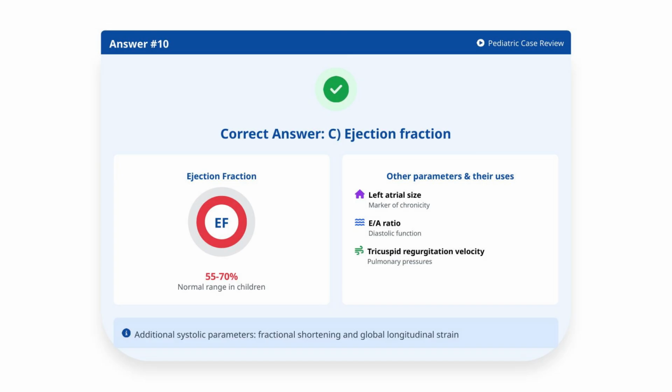Ejection fraction remains the most commonly used parameter to assess systolic function in children, with normal values ranging from 55 to 70%. Left atrial enlargement is a marker of chronicity but doesn't directly measure function. The E/A ratio assesses diastolic function. Tricuspid regurgitation velocity is used to estimate pulmonary artery pressure. Additional systolic parameters include fractional shortening and global longitudinal strain.